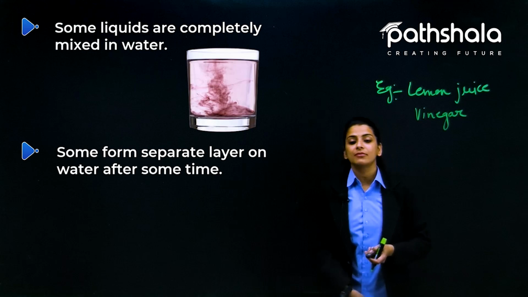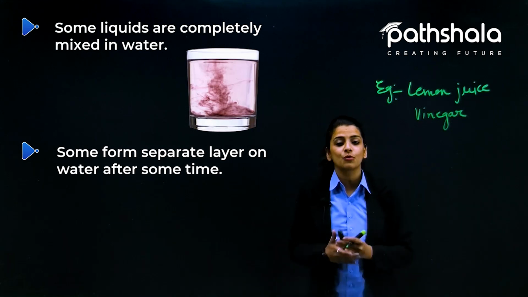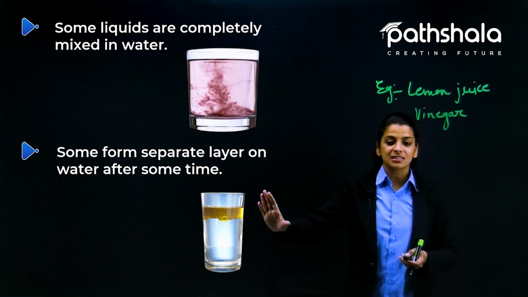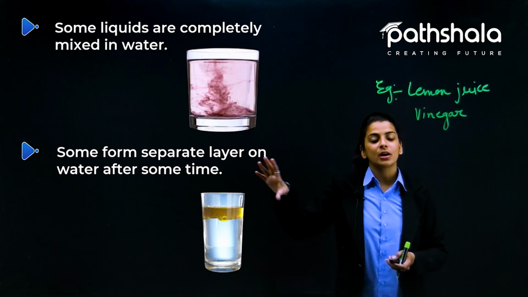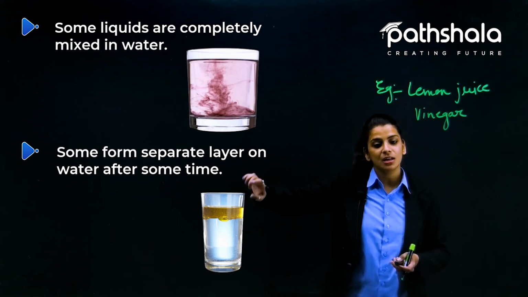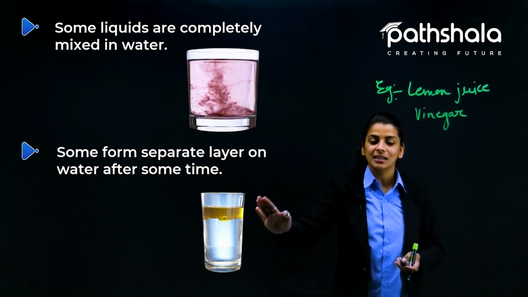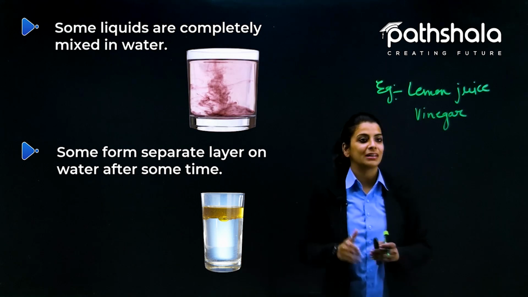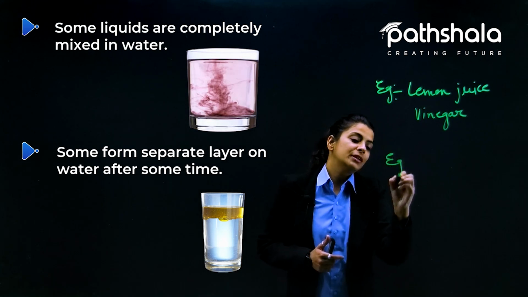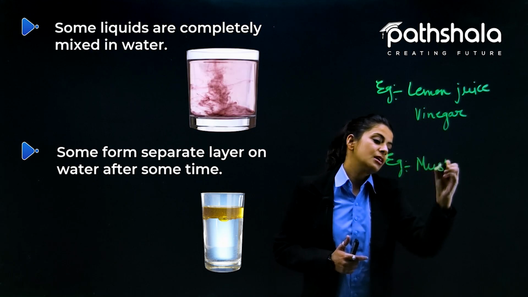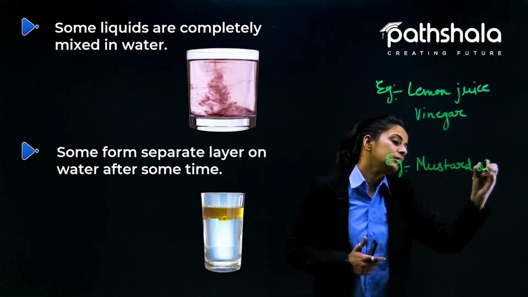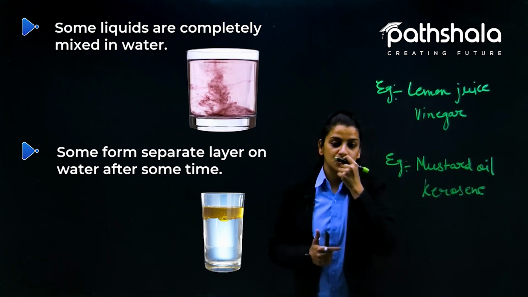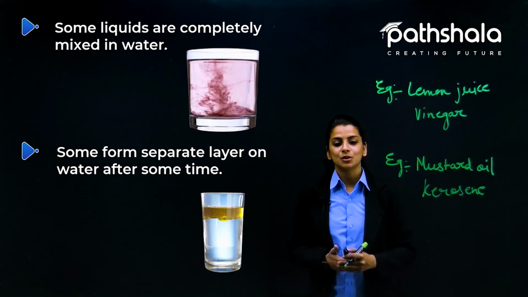So next thing we have is some form separate layer on water after some time. ये भी हमने देखा था. This is the picture. As you can see in this case, let's take it as a mustard oil. तो हम ये मान लेते हैं कि हमने इसमें मस्टर्ड ऑयल मिक्स किया. So as you can see that it has formed a separate layer on the water. येलो कलर का सेपरेट लेयर आपको दिख रहा होगा and नीचे आपको पानी दिख रहा है. So what are the examples of it? We have mustard oil in this case which forms the separate layer on the water, and what else we have? We have kerosene. These two examples we have seen, which the liquids, those were insoluble in the water.